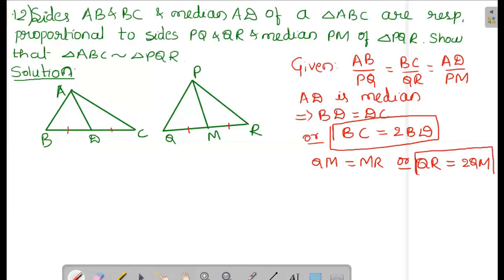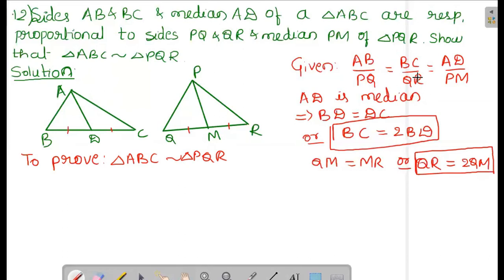While solving examples in geometry, whatever is given and whatever can be written with the given, we have to write down all those, whether we use it in the proof or not, that is secondary, but given you have to write it clearly. Then what we have to prove? Show that triangle ABC is similar to triangle PQR.